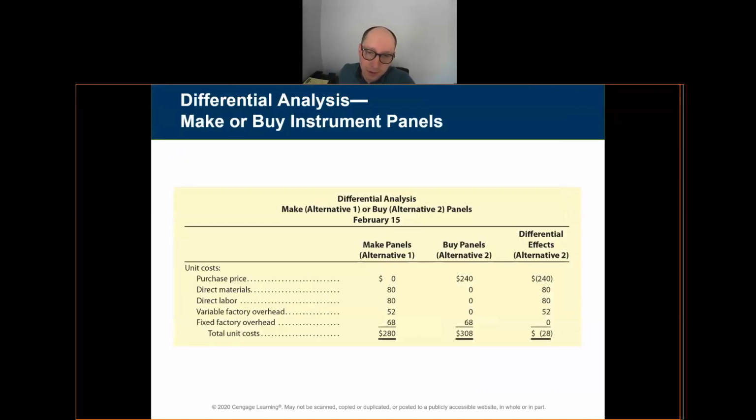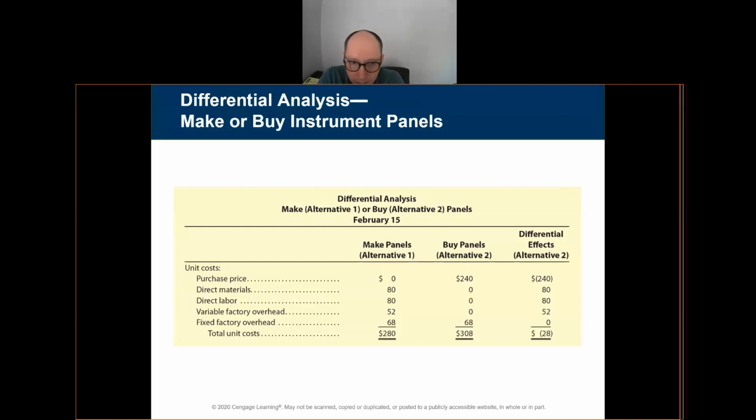Okay, so let's look at the alternative. Now, how do we find the alternative? We look at the difference. Purchase price for alternative one is 0 because we're making that one in-house, but we have direct materials, direct labor, variable factory overhead, plus fixed factory overhead, which gives us a total cost of $280 to manufacture it.